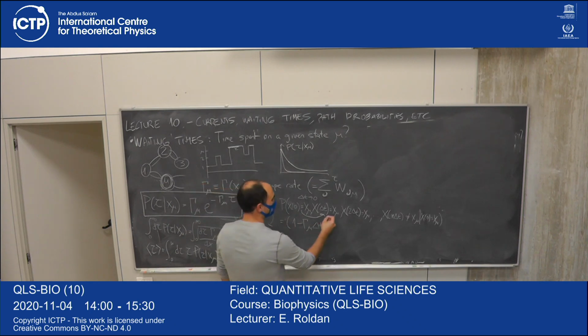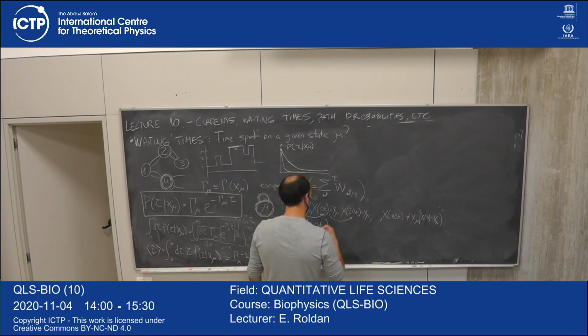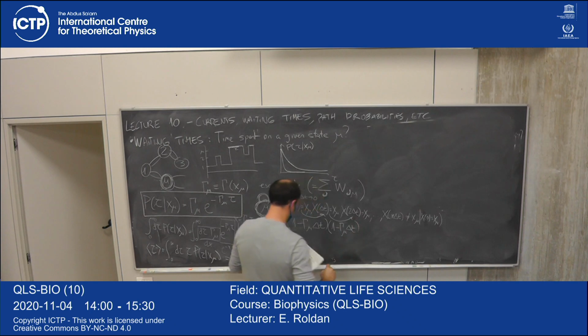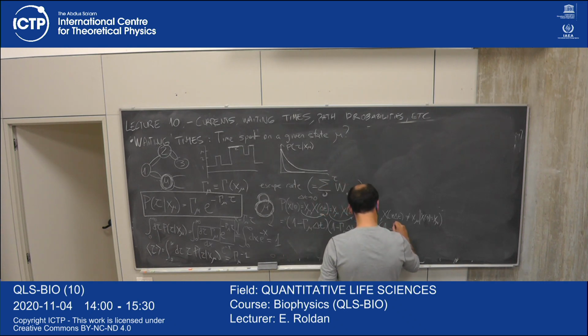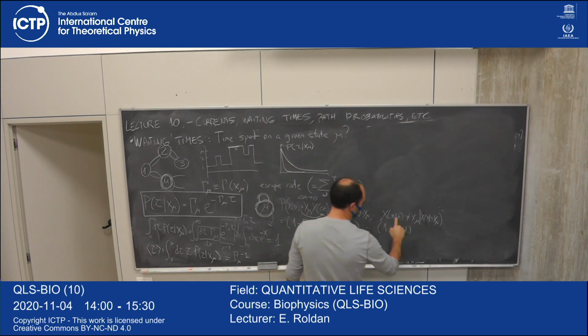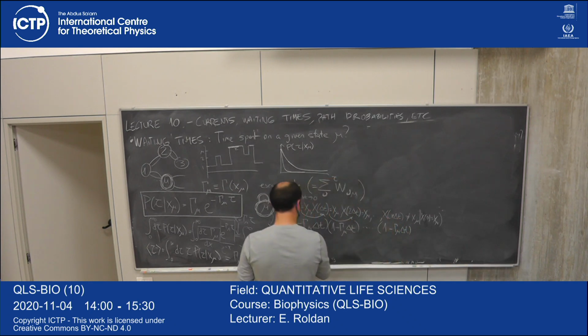In the next step, the same. What is the probability to not jump? The probability to remain, and so on, and so on, up to 1 minus gamma mu delta t. And there are 1, 2, 3, up to n jumps. There are n of these.